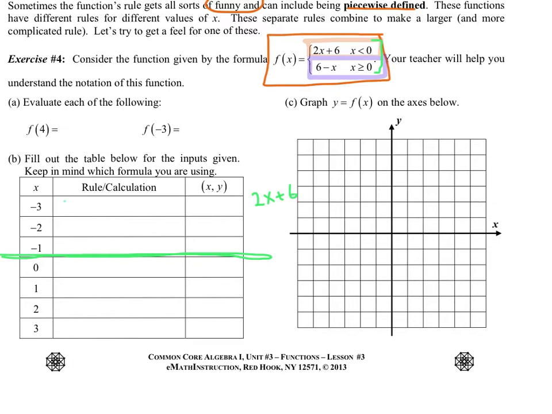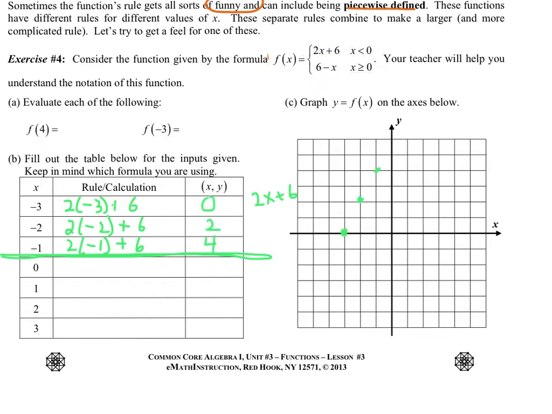So when x is -3, I'll do 2 times -3 plus 6. And I got that right up here. And then when x is -2, I'll do 2 times -2, and I'll add 6. And then 2 times -1, and I'll add 6. And then I'm going to stop because it tells us when x is 0, now we're going to change the rule. So let me calculate those, and I'm going to plot them on the graph.